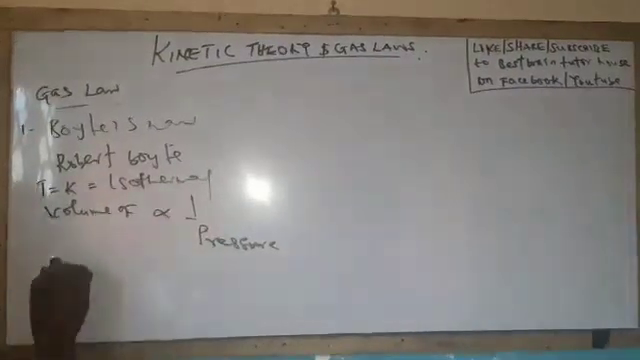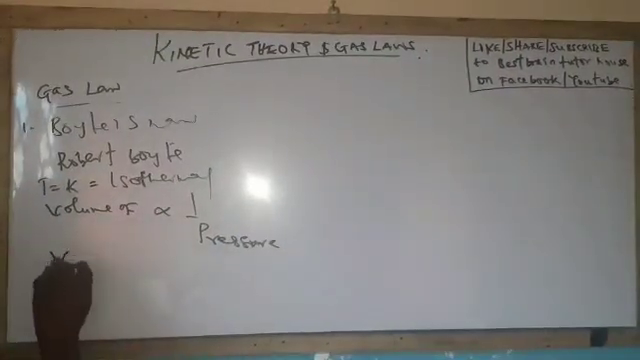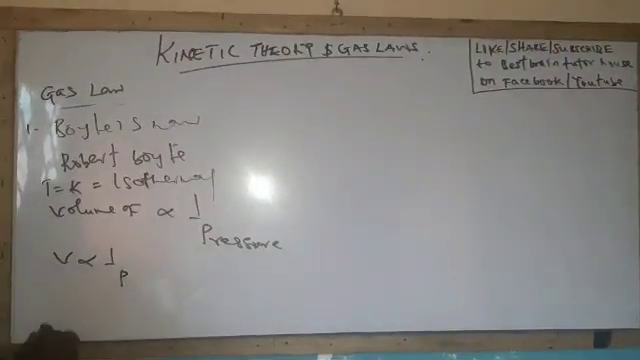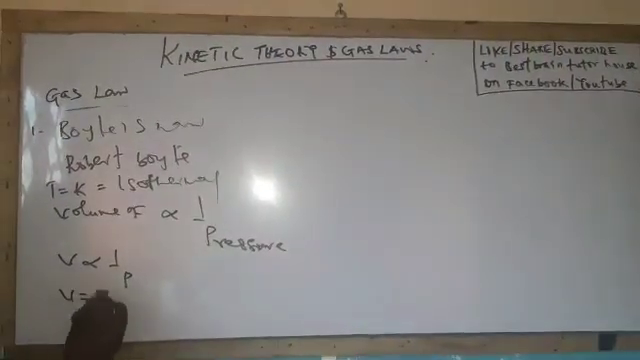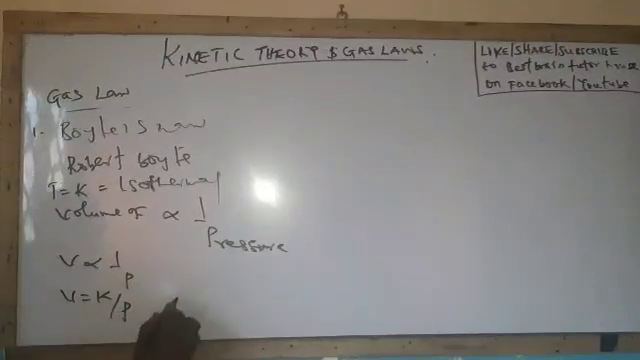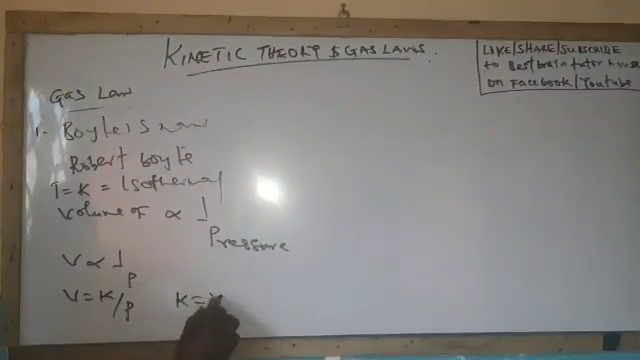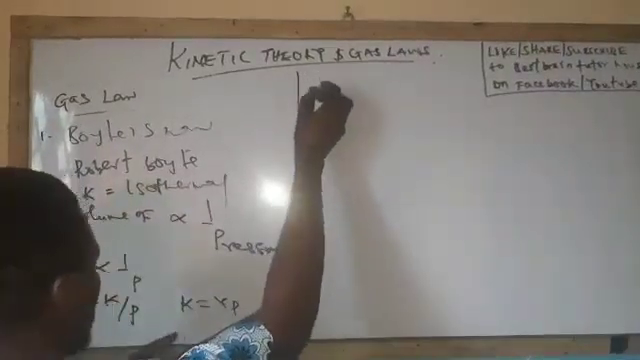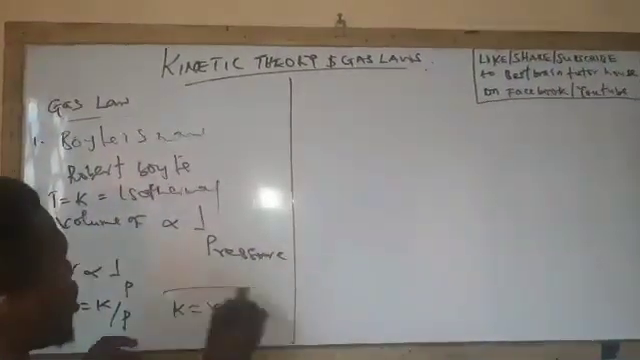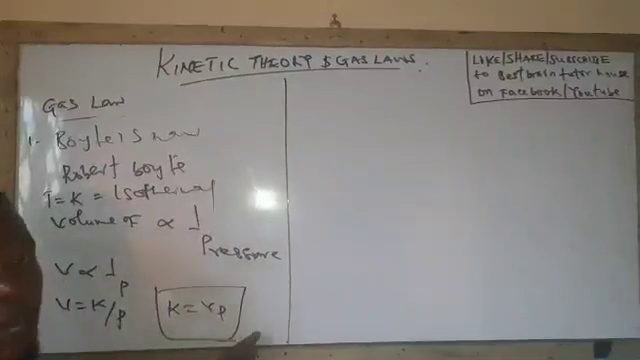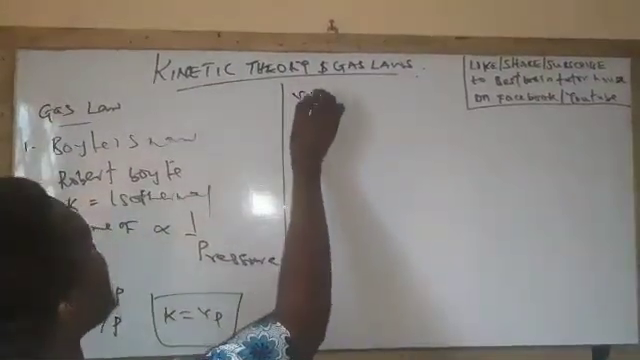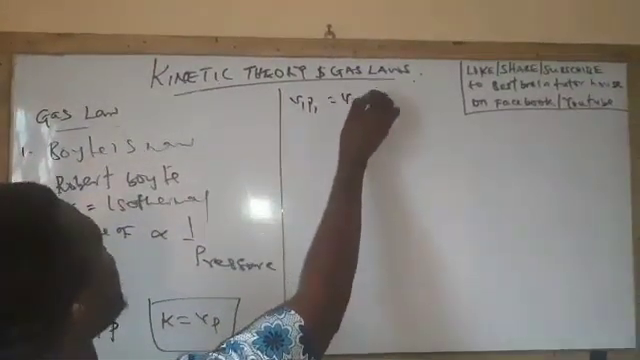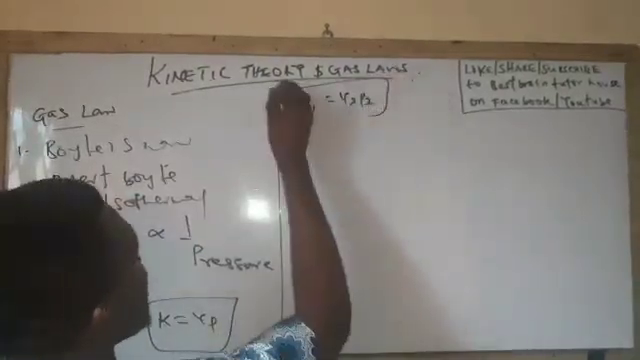Now from this relationship between volume and pressure, we have V inversely proportional to P. It simply means that V is equal to K over P. Now what does that mean? My K is equal to VP. Going by the expression here, since K equals VP, the relationship between volume and pressure gives V1P1 is equal to V2P2. That is what it means in this case.